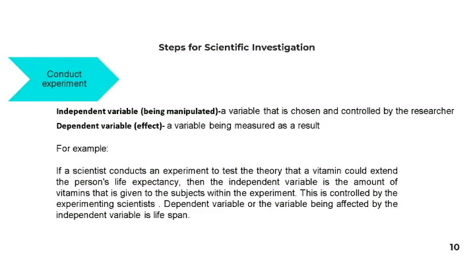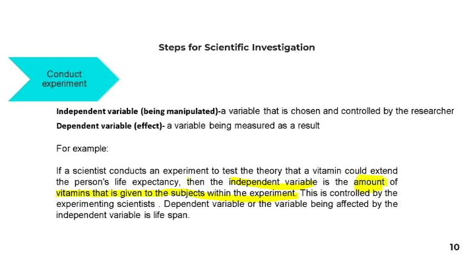Now let's take a look at this example. If a scientist conducts an experiment to test the theory that a vitamin could extend a person's life expectancy, then the independent variable is the amount of vitamins that is given to the subject within the experiment. Why is it that this is the independent variable? Because you are controlling how much, you're controlling the amount of vitamins that you will give to your subjects.